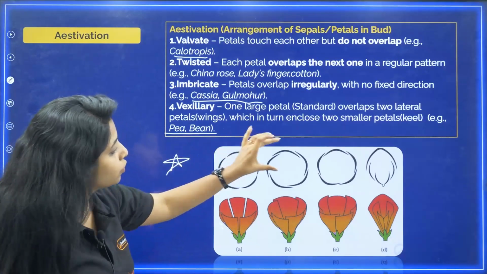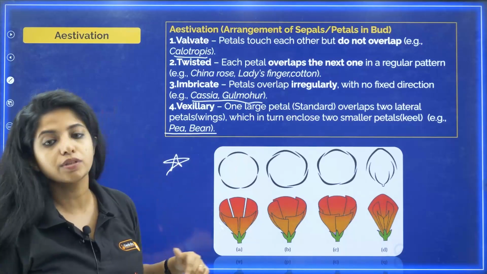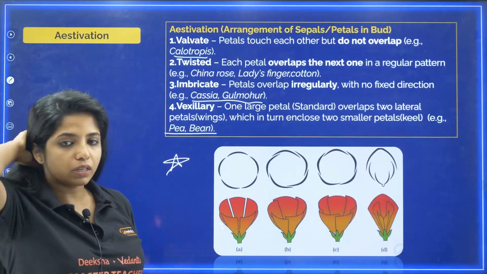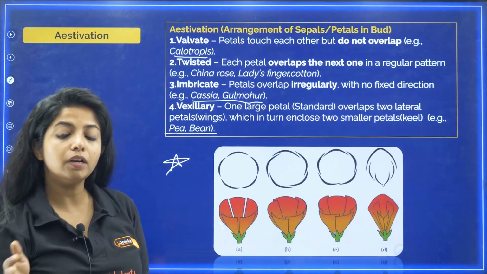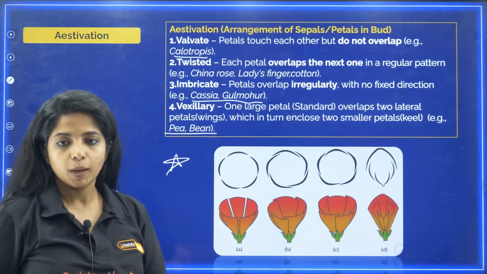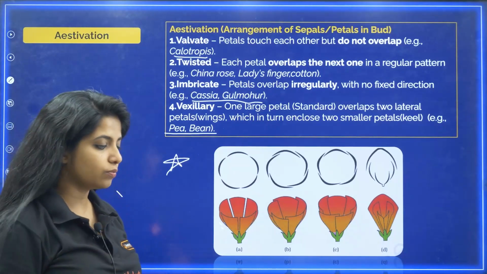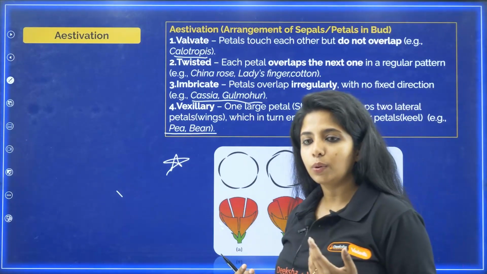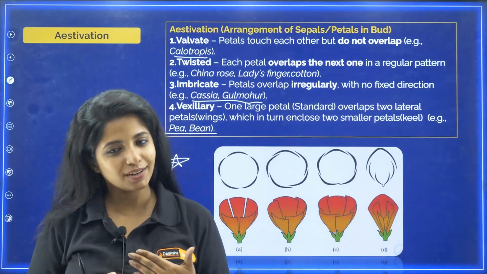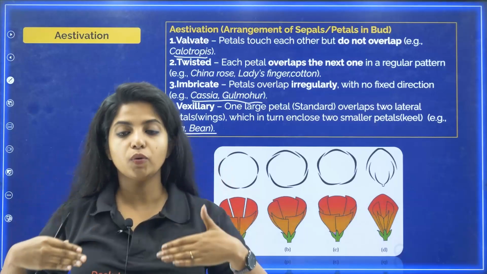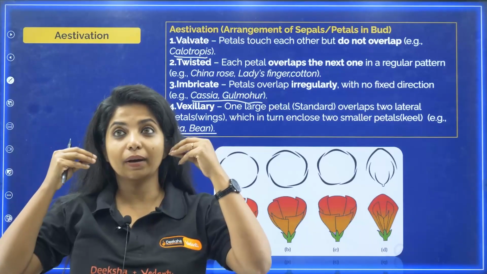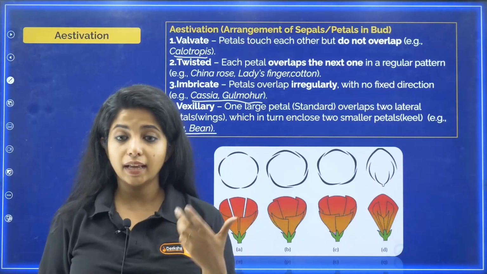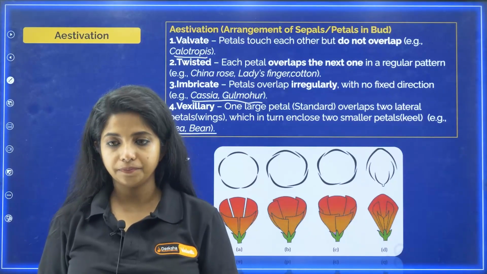This picture can be given to you and you might be asked what type of estivation this is. At that point also you should know the answer. Or you would be given imbricate estivation and asked in which plant you can find it. Again, you have to tell the name of the plant. I know that when you have so many things to study, it becomes too difficult to remember all of it. But please try to read, go through it once, or try to relate it by seeing the flowers, pictures and things like that. It becomes easy to remember.